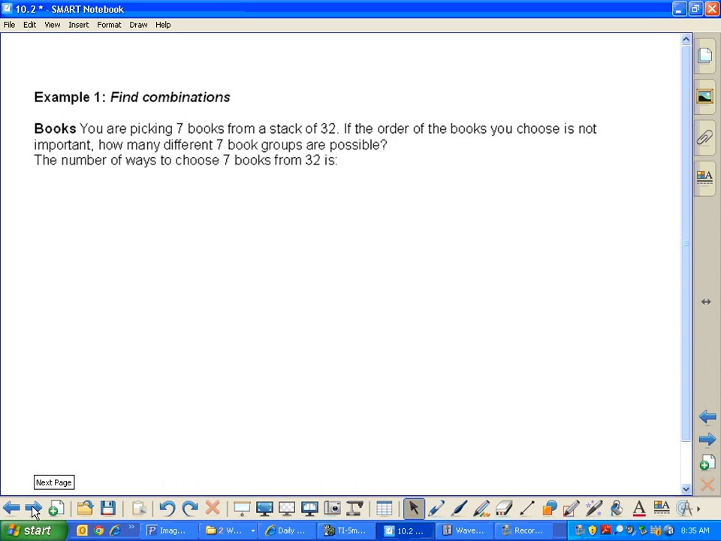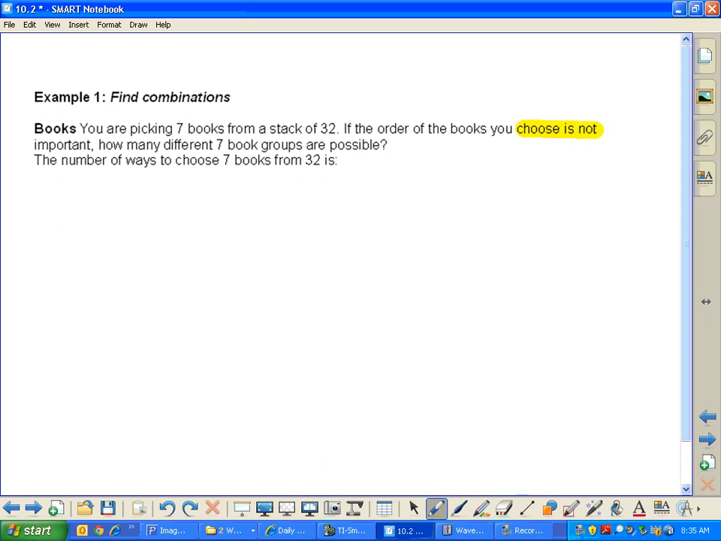So let's do another word problem here. We have some books. You are picking 7 books from a stack of 32. Just picking them. So it doesn't sound like order is important whatsoever. I don't want them in alphabetical order. I don't need them in order by author. I just want 7 books from a stack of 32. And furthermore, they say, if the order of the books you choose is not important, how many different 7 book groups are possible? You're going to need to keep an eye out for wording such as this.